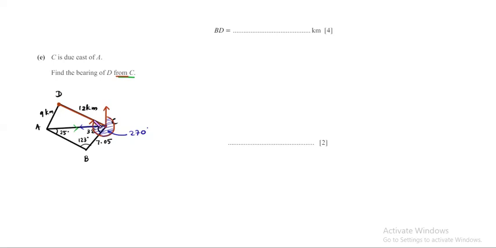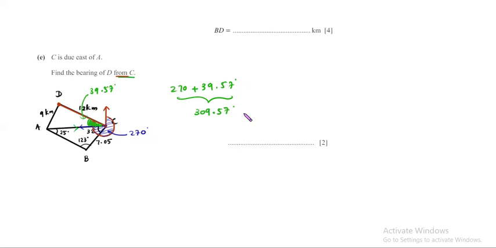Now, from the first part of the question, we already figured out how much this angle is. So this angle, we ended up getting 39.57 from the first part of the question. So simply, I need to add this 270 degrees with this 39.57 to calculate the bearing. So 270 plus 39.57 degrees together is equal to 309.57 degrees. So this is what we need to write as the bearing.